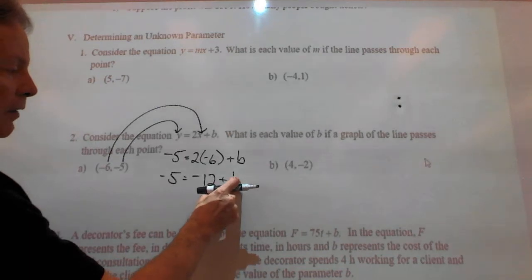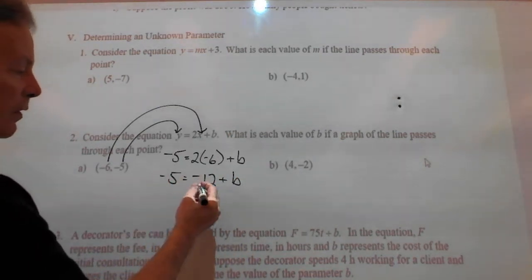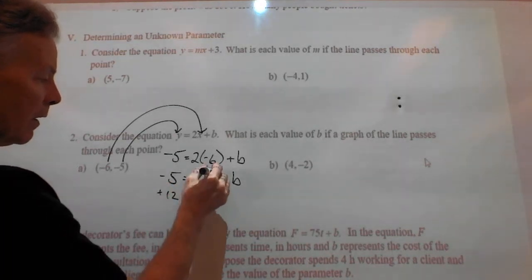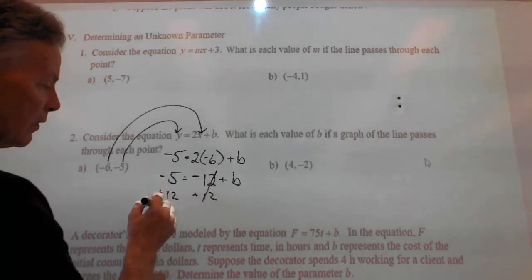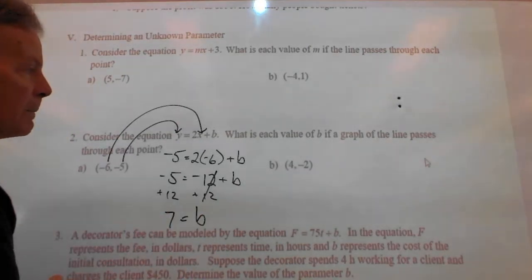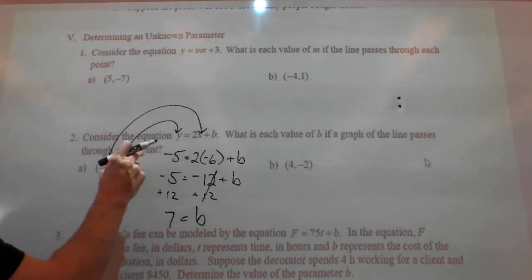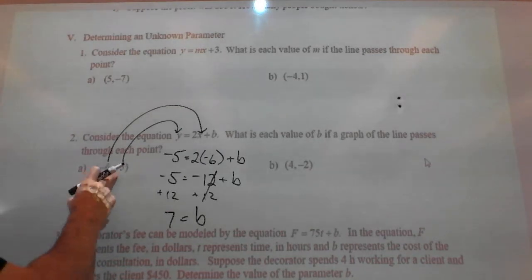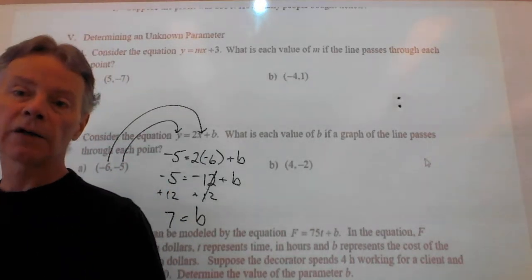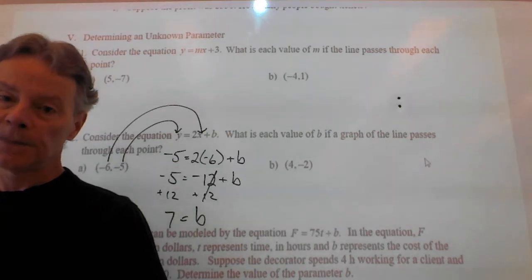And finally, isolate your variable. This one's easier. We just add 12 to both sides. This gives us 0. This gives us 7 equals b. So the value of b in a line that goes through this point would be 7. It would cross the y-axis at 7.